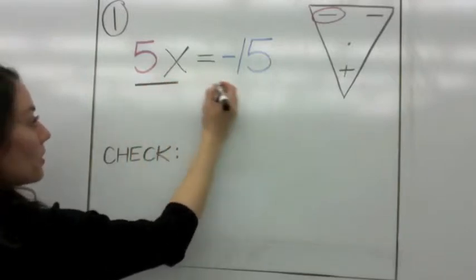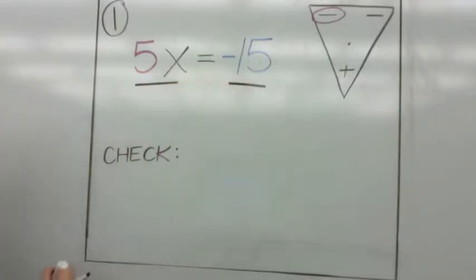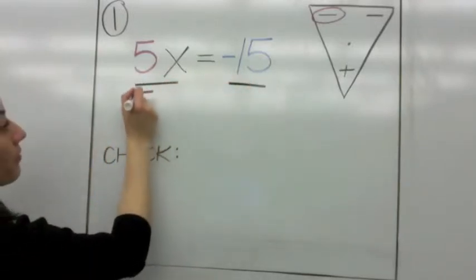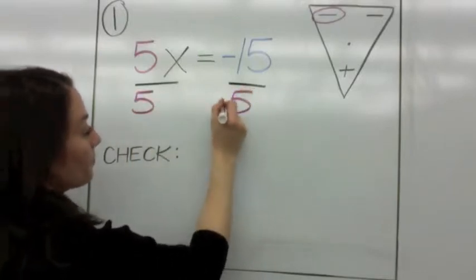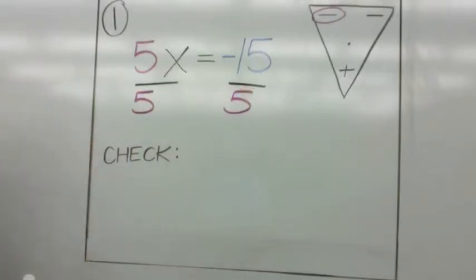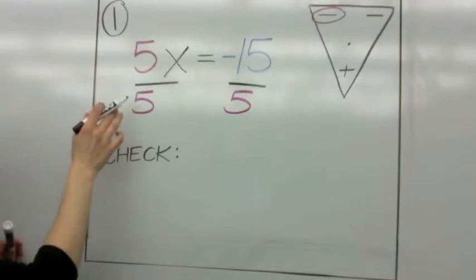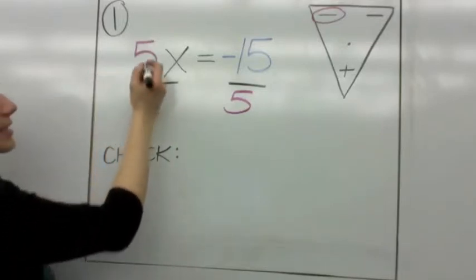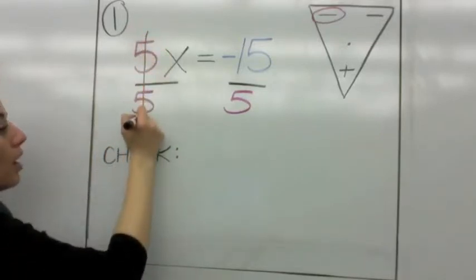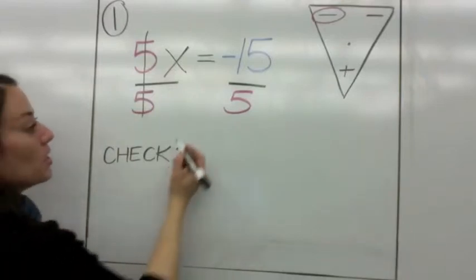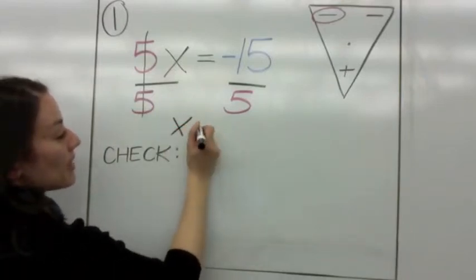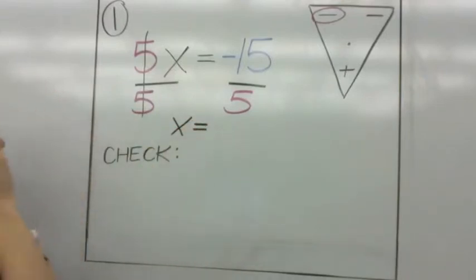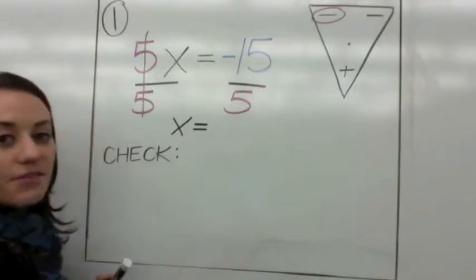Divide both sides by what? Who are you getting rid of? Mr. 5. That's right. So remember, 5 divided by 5 now. Any number divided by itself is 1. So now you get x by itself. Now she's single. You have to figure out what is negative 15 divided by 5.